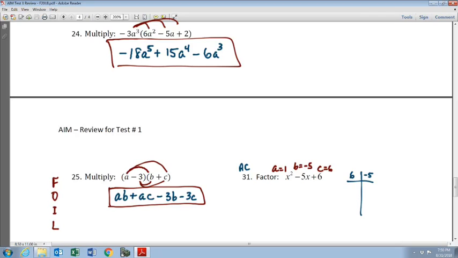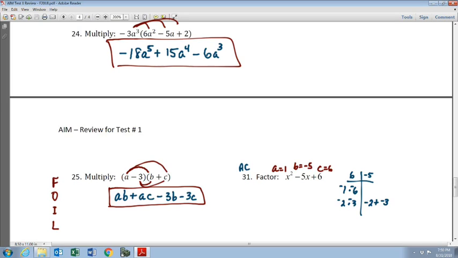Well, let's see. 1 and 6 and 2 and 3 are the only factors of 6. Now, since these 2 numbers need to add to a negative, and keep in mind, if 2 numbers multiply to a positive 6, they're both positive or both negative. And since these need to add to a negative number, they must both be negative. So let's make all these negative. So you can see the one that works is the negative 2 and the negative 3. So this is the key step when you're using the AC method. Make sure your numbers work. Negative 2 times negative 3 is 6, and negative 2 plus negative 3 does give you negative 5.